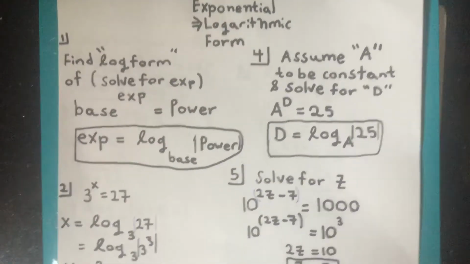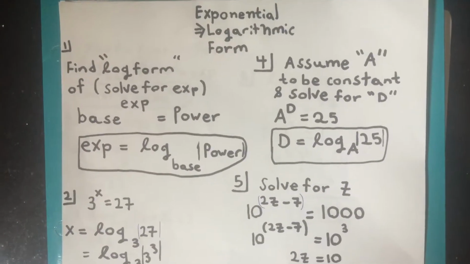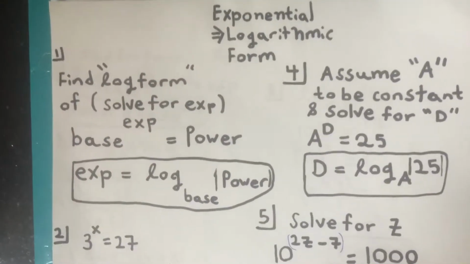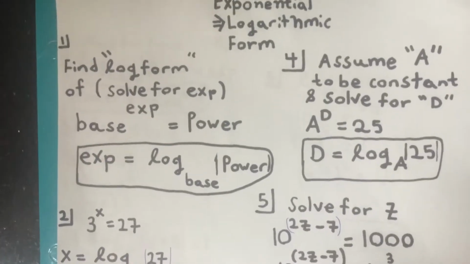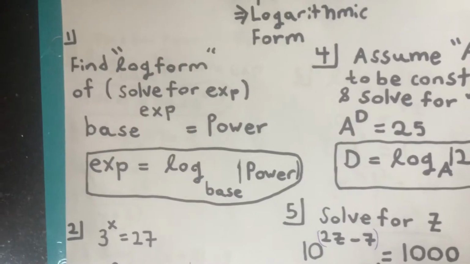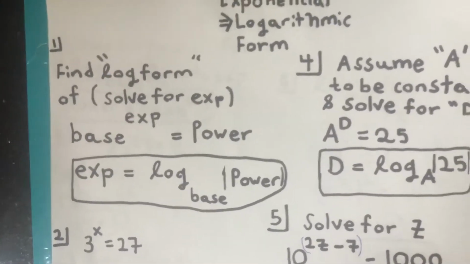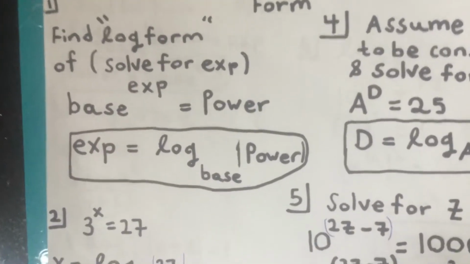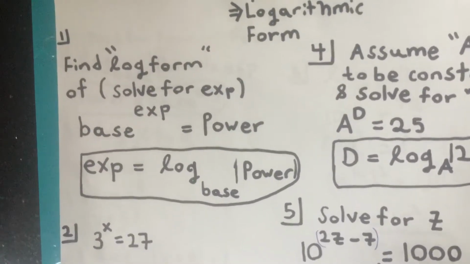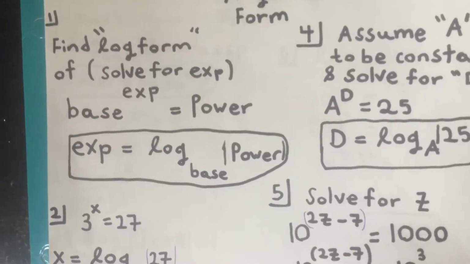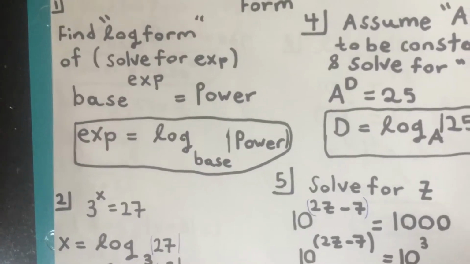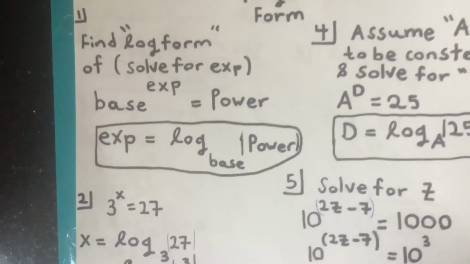Here are some exponential and logarithmic forms. Now the objective of this lesson is to convert exponentials into logarithmic forms. Let's solve for the exponent of the base to the exponent equal to the power. The exponent, by law and definition, is equal to the logarithmic form of an arbitrary base. Inside is the power in the bracket. The exponential is equal to log base power.